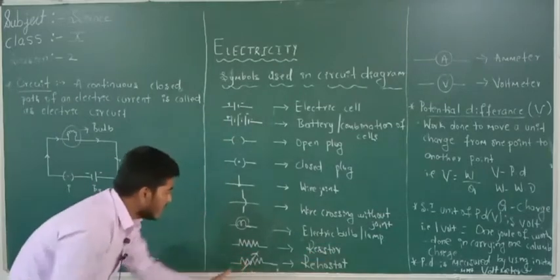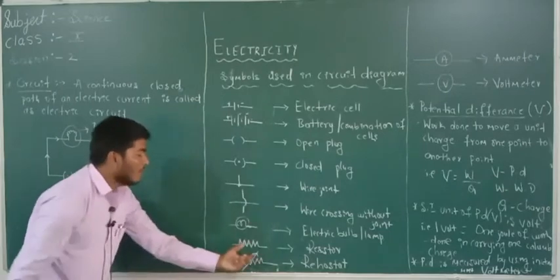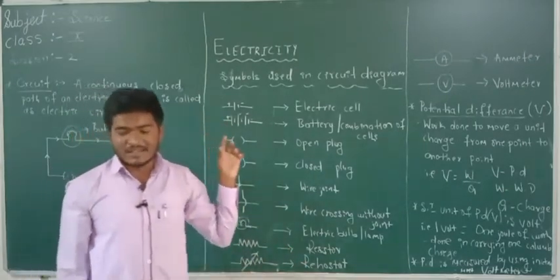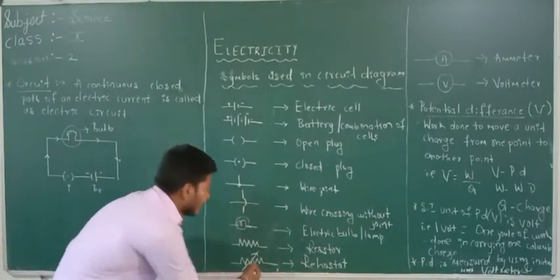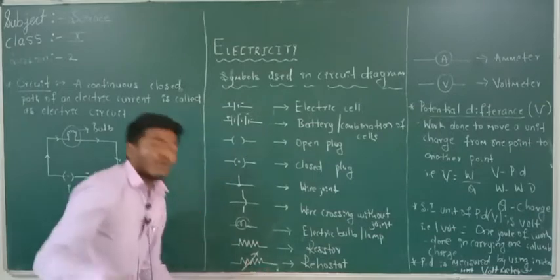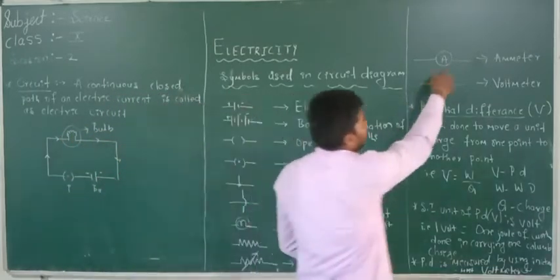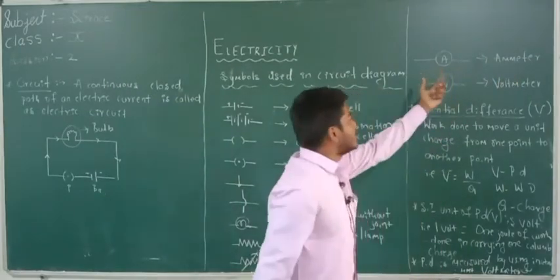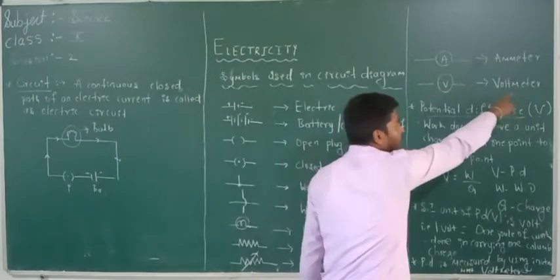And next one is the rheostat. This rheostat is another type of resistor. In this rheostat, we are going to control the resistance. Next, this symbol represents the ammeter we use in the electrical circuit. Another one, this V symbol represents the voltmeter.